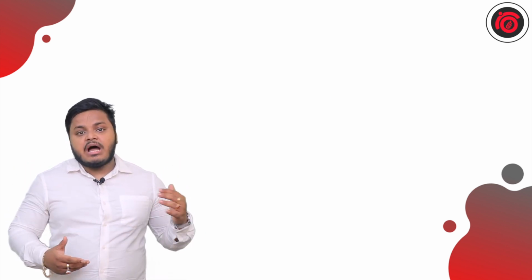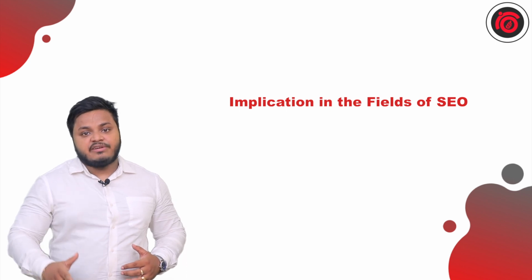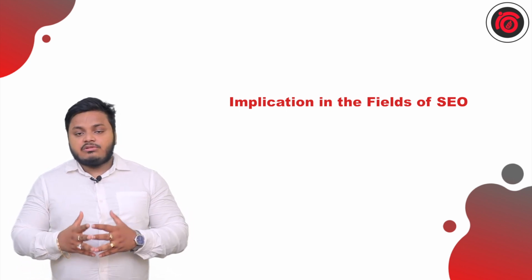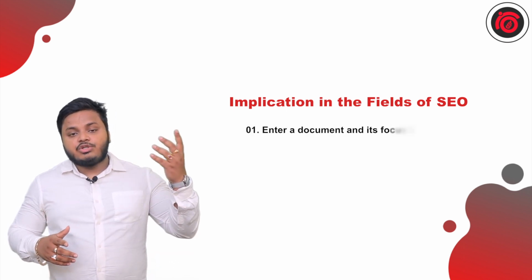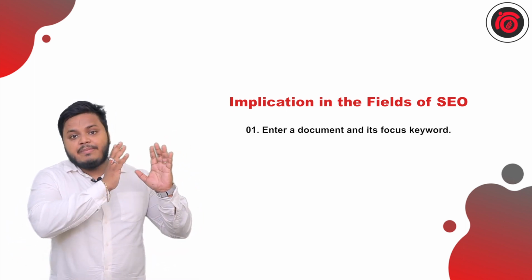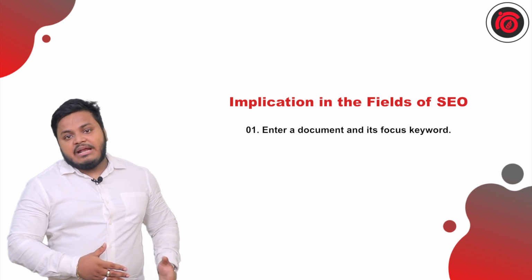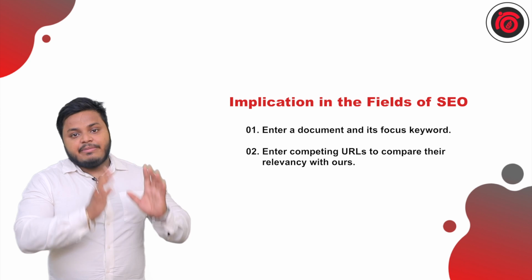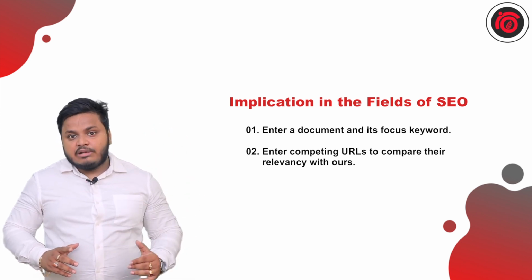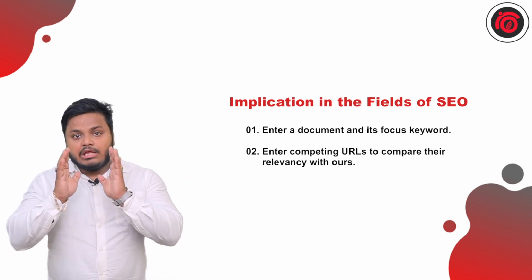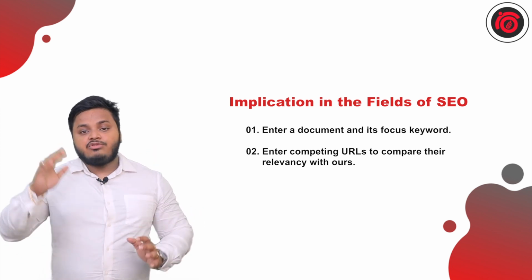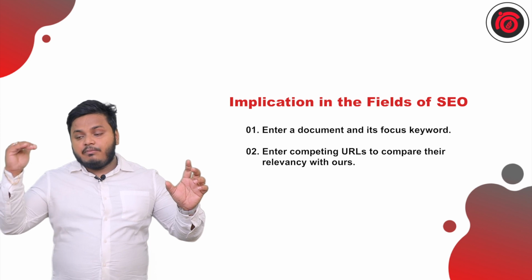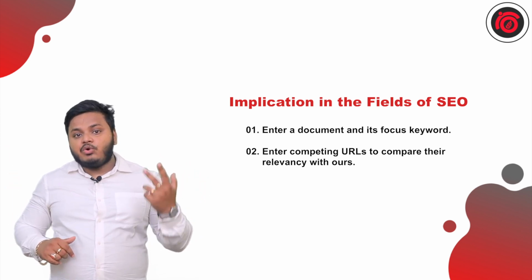Now let us understand the implications of this in the field of SEO. It's a very simple task. Suppose you are optimizing a landing page for a set of keywords, maybe XYZ. You need to compute the similarity score between your keywords and your landing page, and then compare it with your competitors' values for the same set of keywords. So there can be two cases.